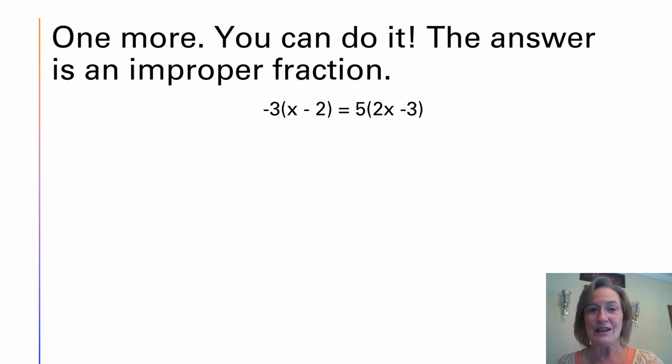Let's try one more. Pause the video and write that down. Notice you have a negative 3 on this side. Perform that distributive property on both sides before you start solving for x.